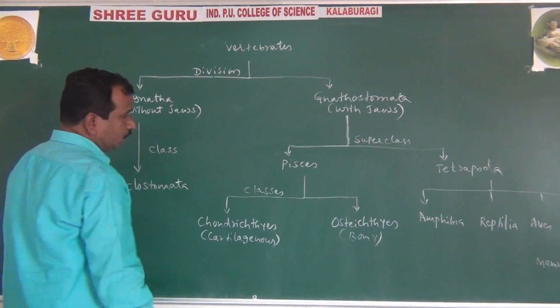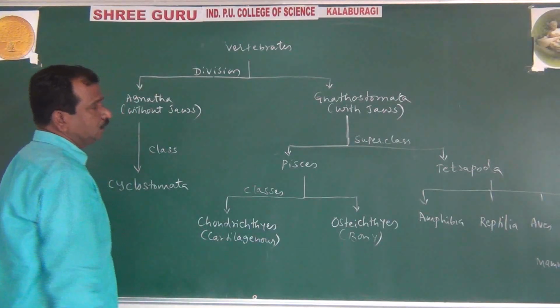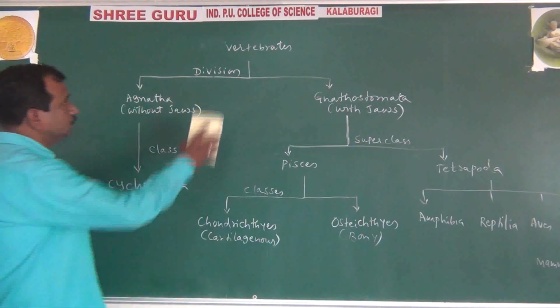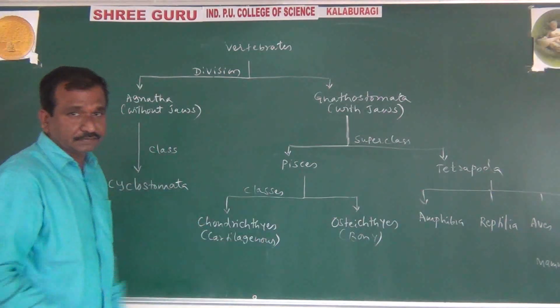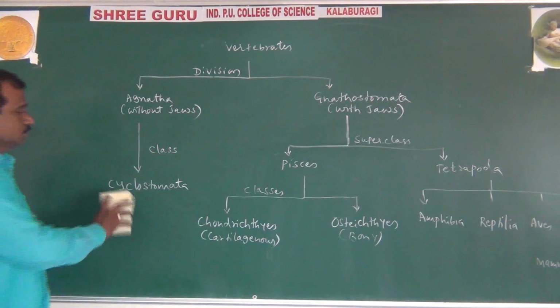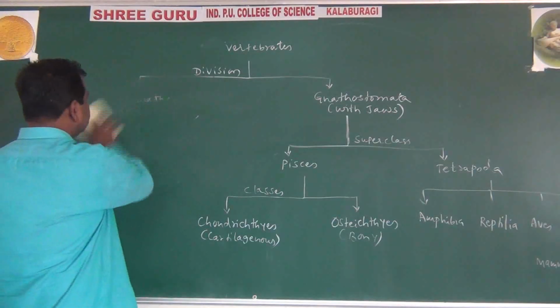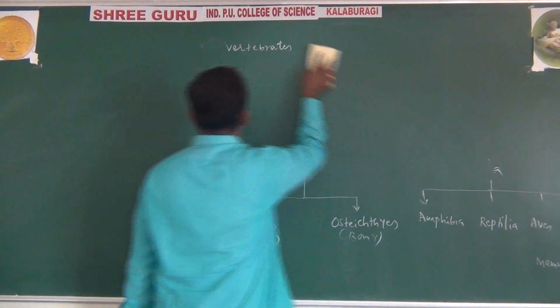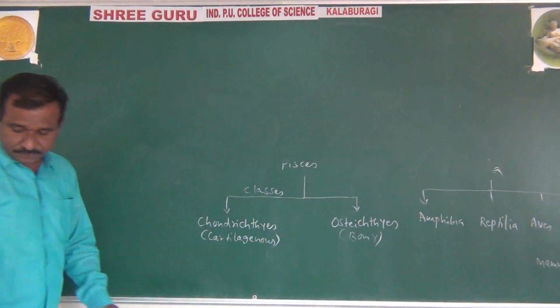So now we have to take this down. Already we have completed the outline classification of invertebrates in kingdom Animalia. Here also we have to write how the vertebrates are classified. Next, write down class Cyclostomes. So we are moving toward the class Cyclostomes.